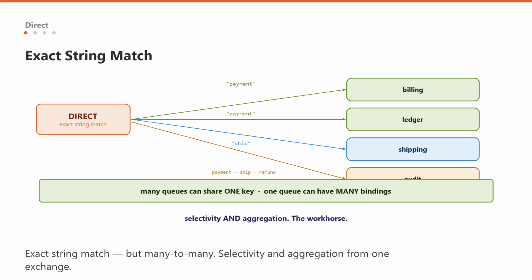This is how you build simple targeted routing. 1 message type, 1 destination. Now, 2 things worth knowing that people miss. First, multiple queues can share the same binding key. Bind 3 queues all with the key payment, and a message with routing key payment goes to all 3. So direct is not one-to-one, it is exact match to many.